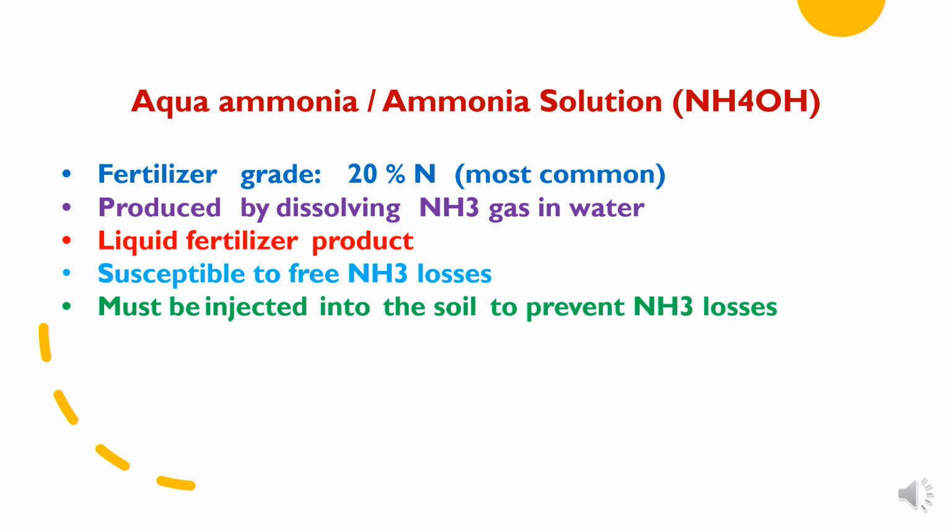Next ammonium fertilizer is aqua ammonia or ammonia solution. This is the liquid form of fertilizer which contain 20% of nitrogen, and these fertilizers are susceptible to losses as free ammonia, and these fertilizers are injected in soil.